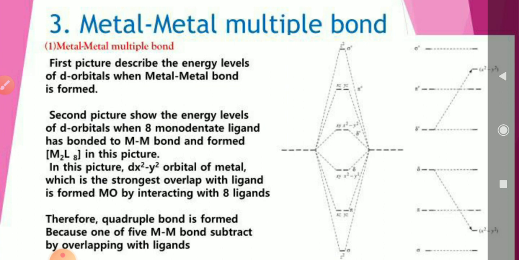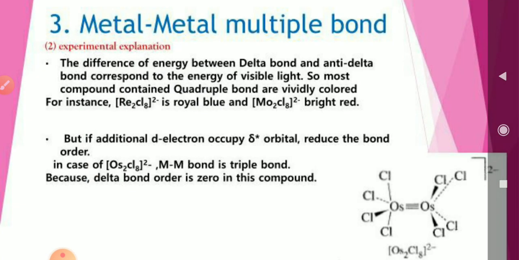And you can see the MO diagram of the M2L8 complex. You can see the sigma bonding, pi bonding, and delta bonding orbitals, and sigma anti-bonding, for the M2L8 complex. Now the experimental explanation is that the difference in energy between the delta bond and the anti-delta bond corresponds to the energy of visible light.